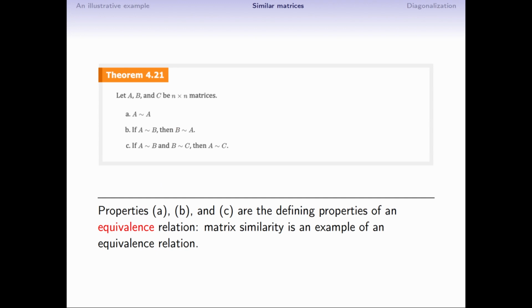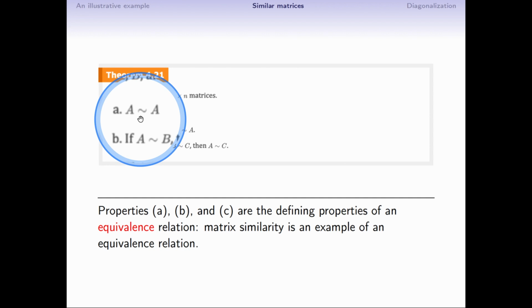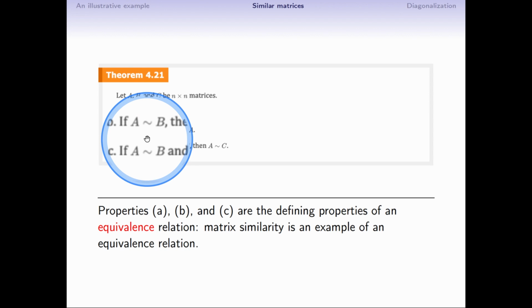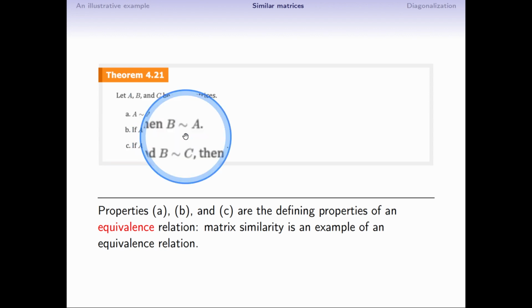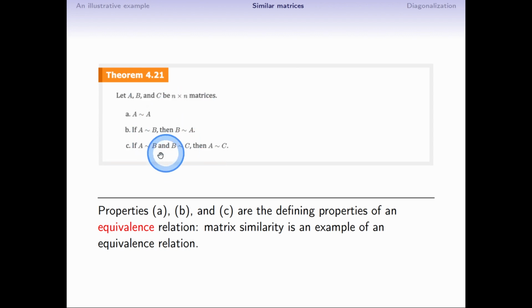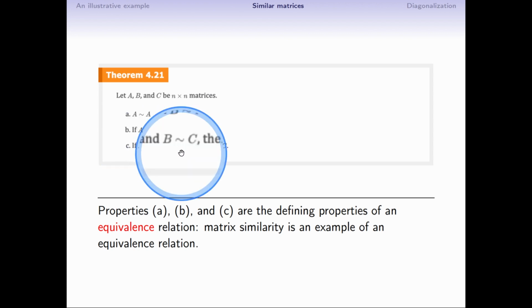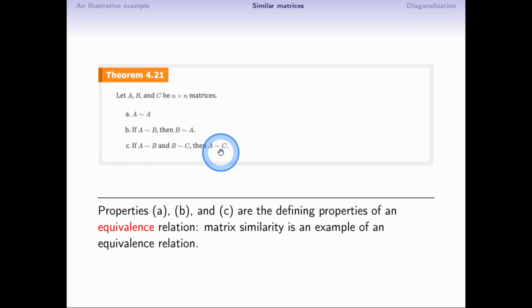Now let's take a look at theorem 4.21. Throughout this theorem, let A, B, and C be n by n matrices. So there are three statements. Statement A, the matrix A is similar to itself. Statement B, if A is similar to B, then B is similar to A. Statement C, if A is similar to B and B is similar to C, then A is similar to C.